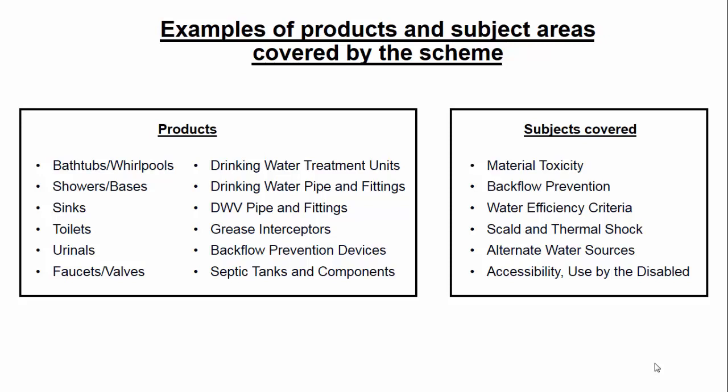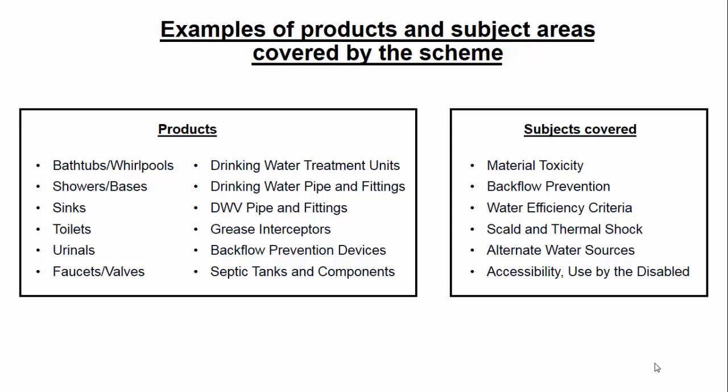The primary areas covered are material toxicity and backflow prevention. There's water efficiency criteria that's covered within the components of both the fixtures and the fixture fittings. Scald and thermal shock protection. Alternate water source is also covered, as well as accessibility and use by the disabled.